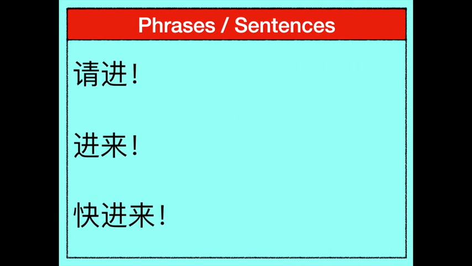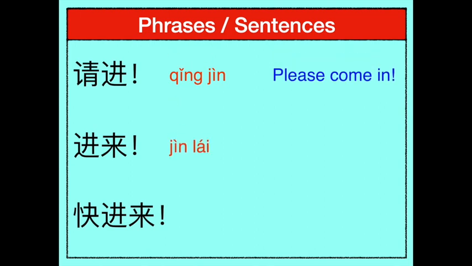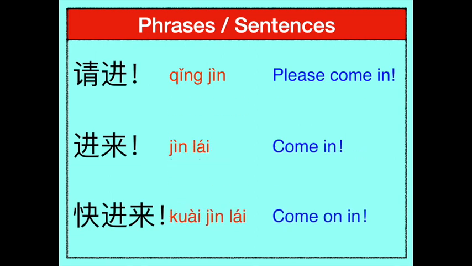Now let's look at some sentences. 请进. 请进 means please come in. 进来 come in. 请进, 进来 same meaning, but the first one 请进 is much more polite. 快进来 means come on in. It's a very hospitable way to ask someone to come into the room or to come into your house.